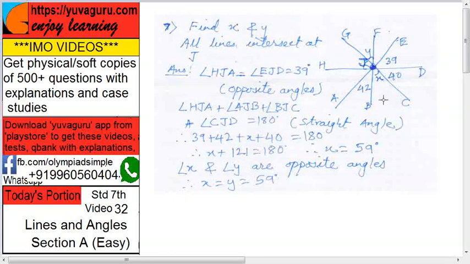Now GC and EB are straight lines intersecting at J. So X and Y become vertically opposite angles. Now all vertically opposite angles are equal. So X equals Y equals 59. Both X and Y are 59 degrees.